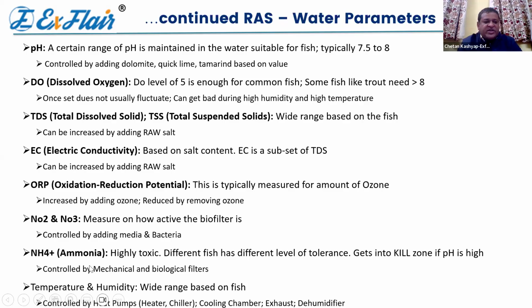The ammonia is something that keeps on varying. Ammonia and pH have a kill zone. If the pH is high, a very small trace of ammonia can kill your fish. So you have to closely monitor your ammonia. In case your pH is high, you have to be very aware that you keep your ammonia at the lowest level. Okay. NO2 is typically a measure of how active the biofilter is. So you have to periodically measure these parameters.